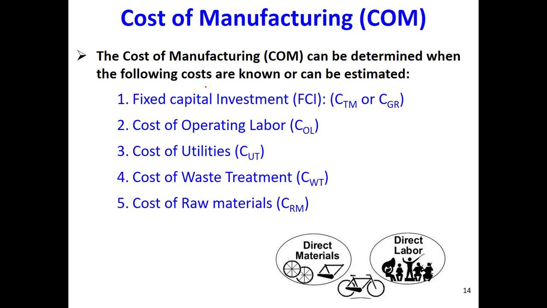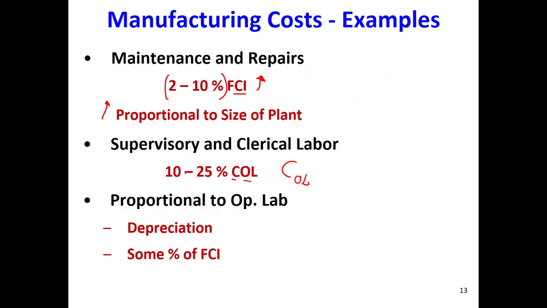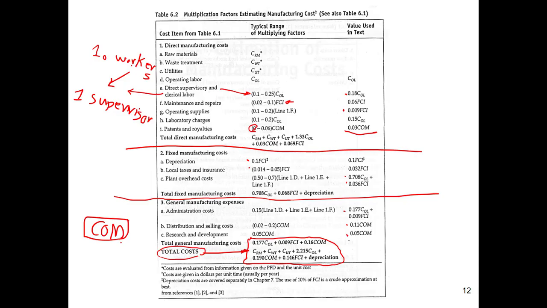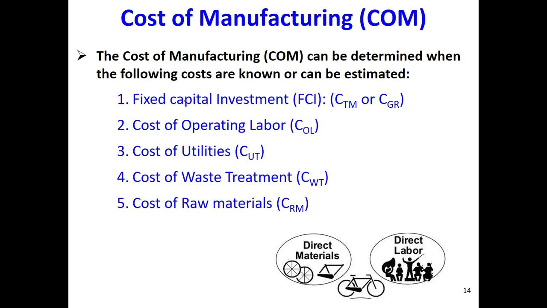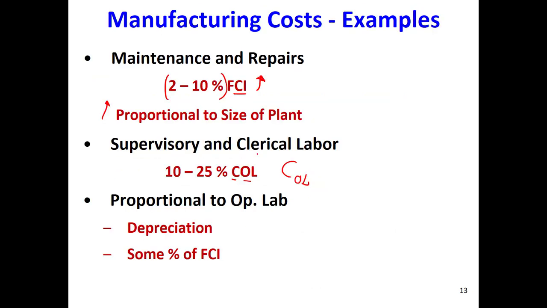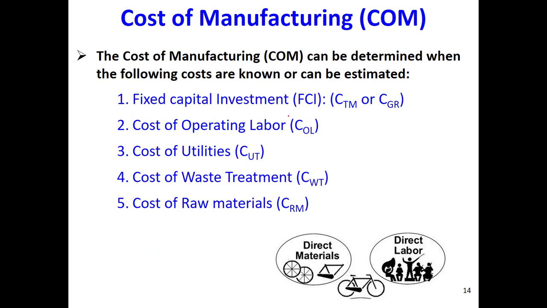We already talked about this. The cost of manufacturing, as you see, is a function of all these parameters, right? So we can determine the cost of manufacturing when we know all these items. Here I just go briefly to each of them. The cost of manufacturing is a function of fixed capital investment, so we need to know all these things.